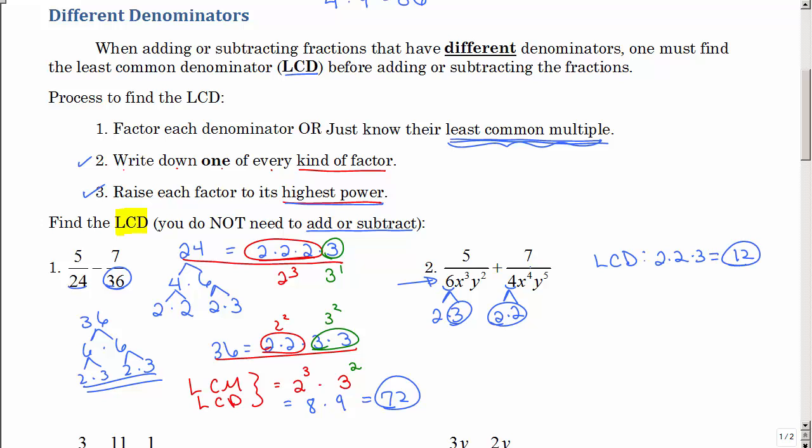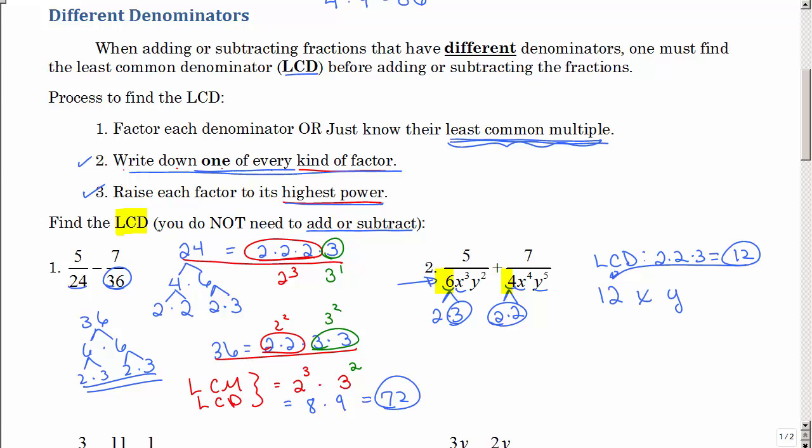But that's just the numbers. Okay? We also have to do the letters. So let's go back down here. Write down one of every kind of factor. Do you see x's and y's? So I need x and a y. I'm going to go ahead and put the 12 because I've already got that with the numbers 6 and 4. Not 6 times 4, but 6 and 4.